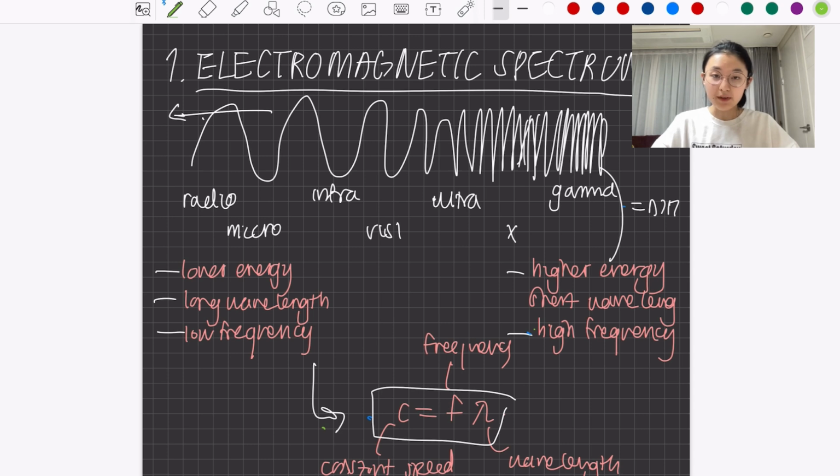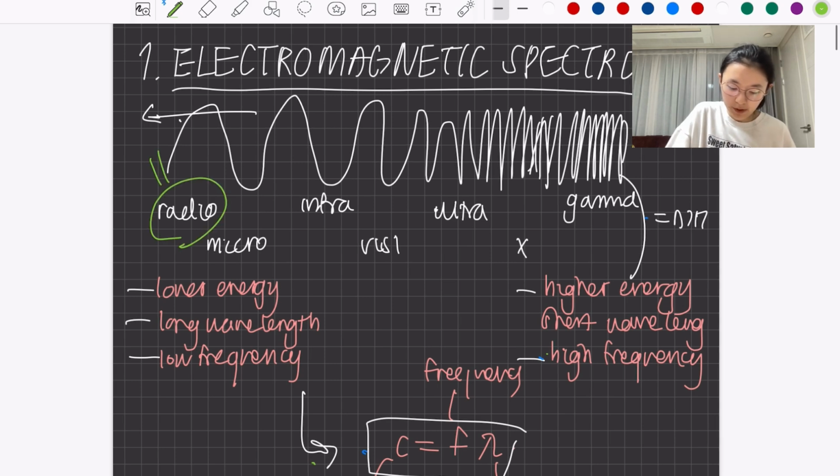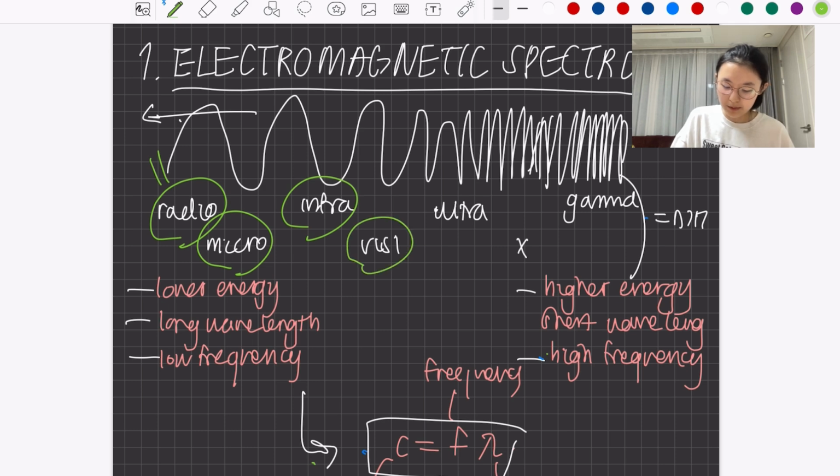Now, you may have heard of the electromagnetic spectrum from when you were learning IGCSE physics, or you may recall it from another physics lecture. But essentially, the electromagnetic spectrum consists of 7 different types of waves that are divided depending on their energy, wavelength, and frequency. At one end of the spectrum, we have radio waves, and if we climb up the spectrum, we have microwaves, infrared waves, visible light, ultraviolet, X-rays, and gamma rays.